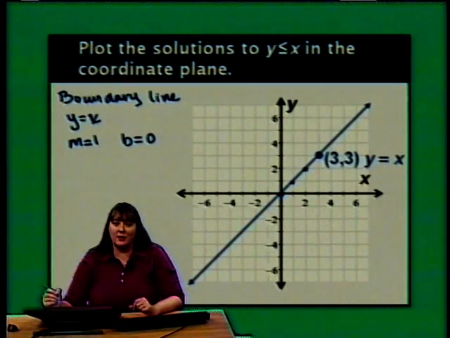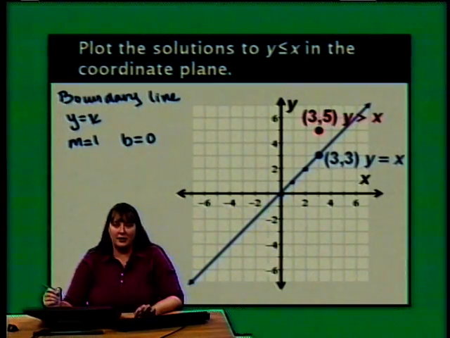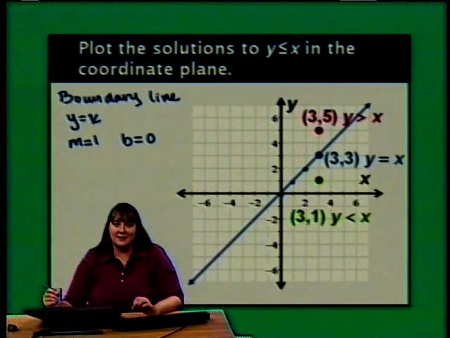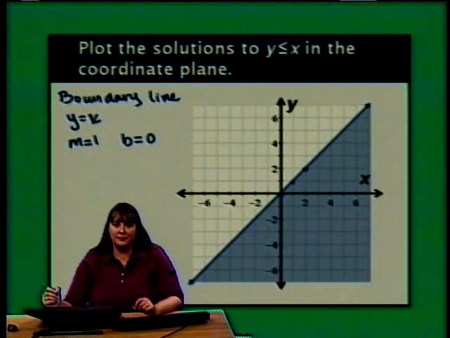So let's think about points above and below the line. If I choose a point above the line, such as the point 3, 5, then y is greater than x. We're looking for y is less than x. If, however, I pick a point below the line, such as the point 3, 1, then y is less than x, and that's what we want. So we need to shade below the line. We can think of the shading here as being half of a plane. So the half plane that we've shaded is below the line. This time the line is also included in our solution.